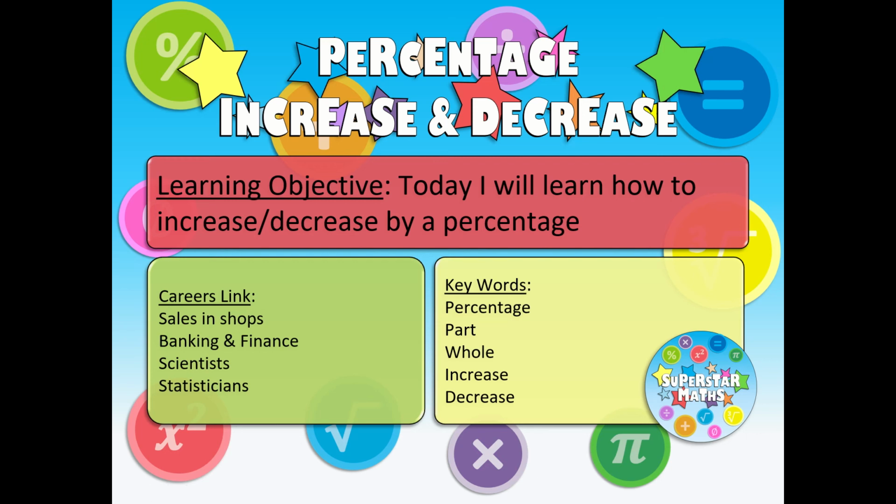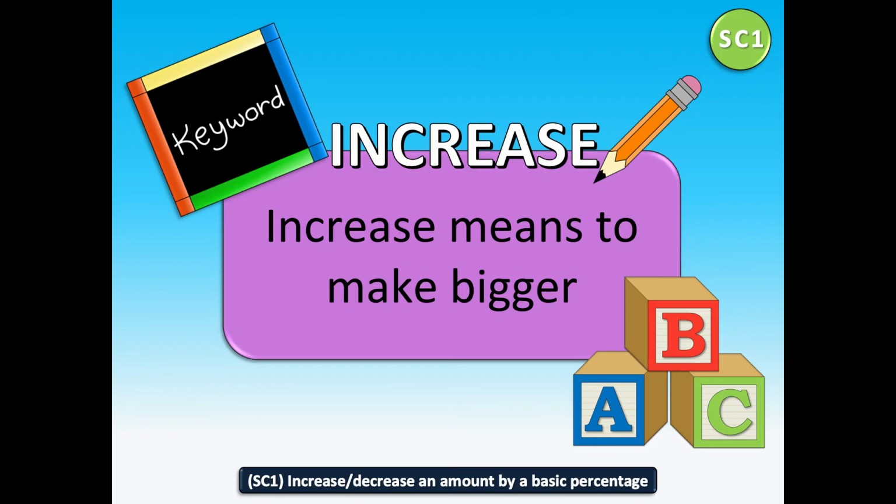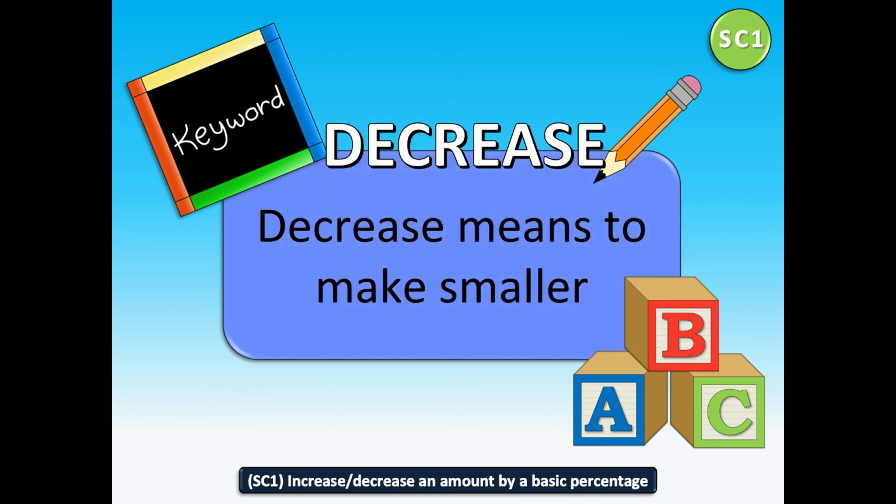Hi guys, welcome back. Today we are going to learn how to increase and decrease by percentage. We've got 4 success criteria, and the first one is to increase and decrease an amount by a basic percentage. So the word increase means to make something bigger, so we're going to add it on. If it's decrease, that means to make it smaller, so we'd take it away.